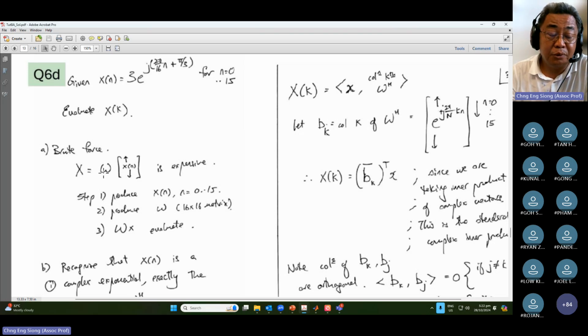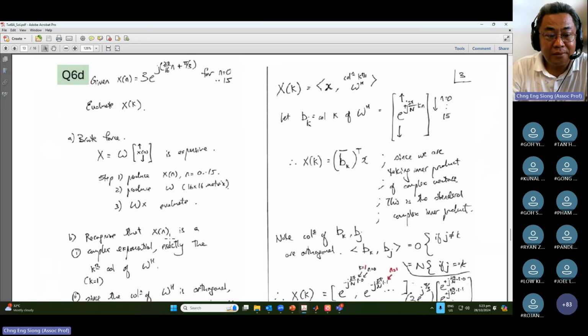You have to find the W matrix, which is a 16 by 16 matrix. By the time you fill it up, it's like 10 minutes. And then you have to multiply. It's going to be so expensive. So we'll never do this, right? Unless you are using MATLAB. So what should we do?